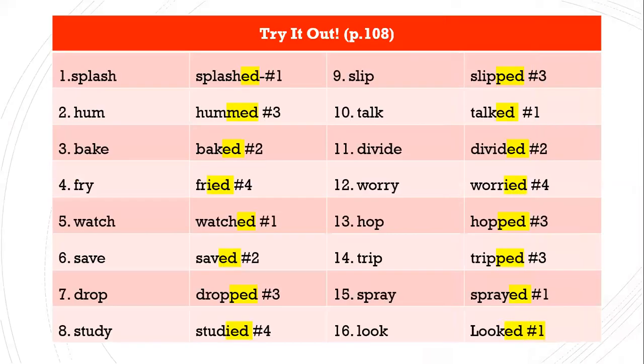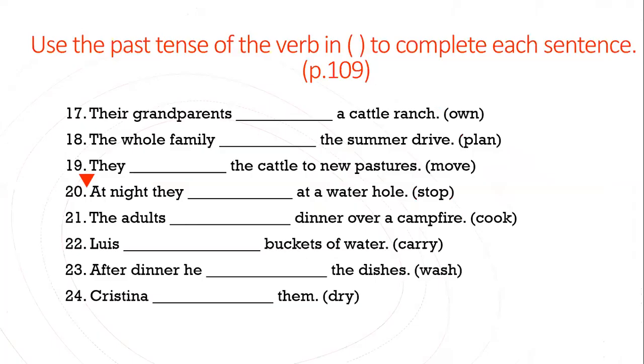So we already have that covered. We already did the try it out together. Let's continue with on your own on page 109. And in this case, you're going to use the past tense of the verb in parentheses. These are parentheses, okay? To complete each sentence. You're going to read it, and then you are going to form past tense.